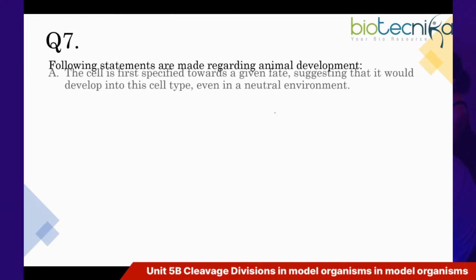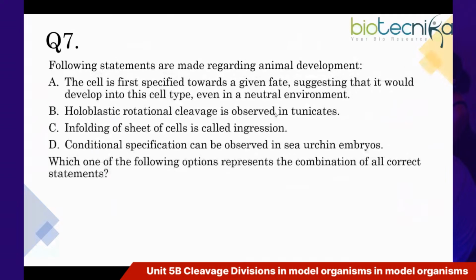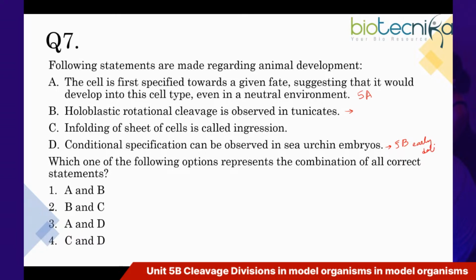Following statements are made regarding animal development. Which of the following options represents the combination of all correct statements? So here you can see you have got from subunit 5A also. Actually, this is 5B, right? So this is regarding the early development in sea urchin. This is from subunit 5B, that is cleavage division. And this is also from subunit 5B, that is gastrulation. Because 5B has all of this.